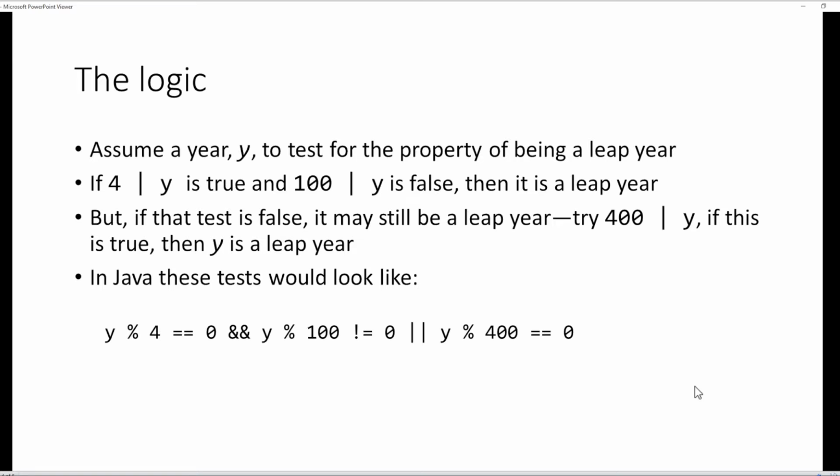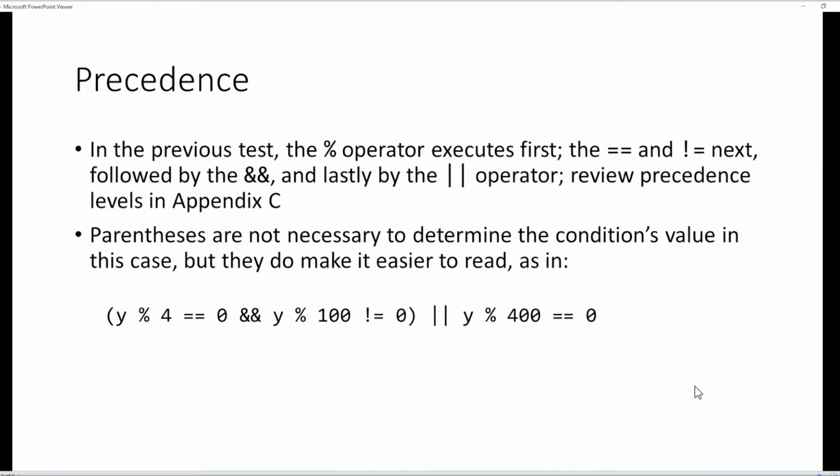At the bottom, this is what the Java code would look like. We would say y mod 4 equals 0 and y mod 100 not equal 0, or y mod 400 equals 0. Now this is logically correct. It's not as readable as I would like. The previous code, which is repeated below with slight modification, is evaluated in this way.